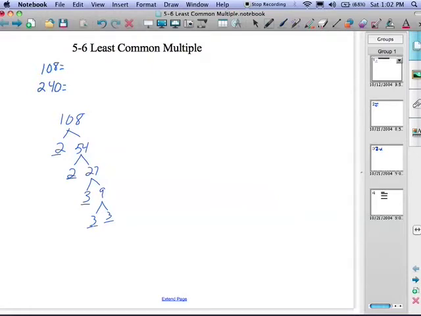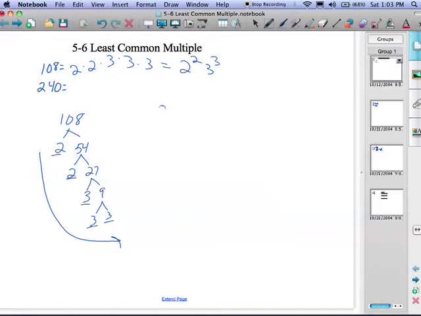108 is 2 times 2 times 3 times 3 times 3, which is 2 squared times 3 cubed. Today we're going to want them in exponent form.